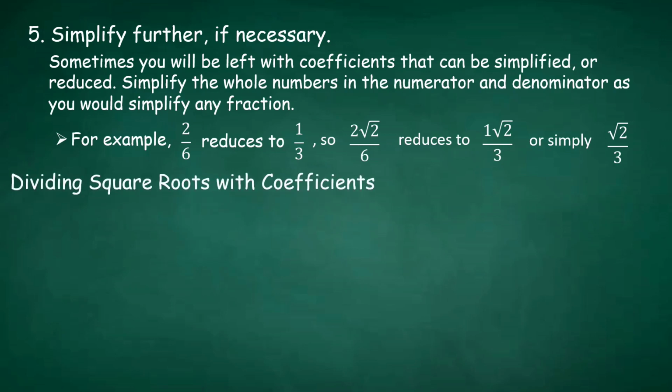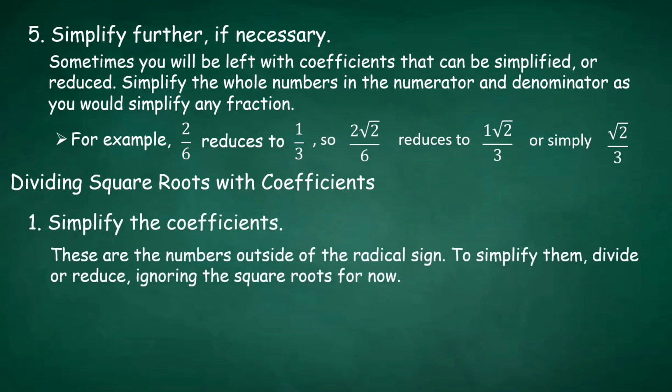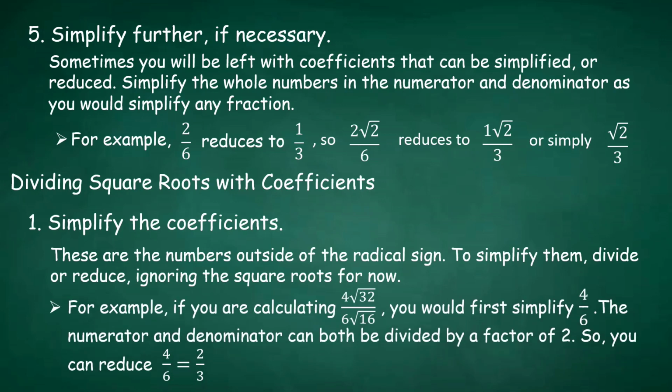Dividing square roots with coefficients. 1. Simplify the coefficients. These are the numbers outside of the radical sign. To simplify them, divide or reduce, ignoring the square roots for now. For example, if you are calculating 4 square root of 32 over 6 square root of 16, you would first simplify 4 over 6. The numerator and denominator can both be divided by a factor of 2. So, you can reduce 4 over 6 to 2 over 3.